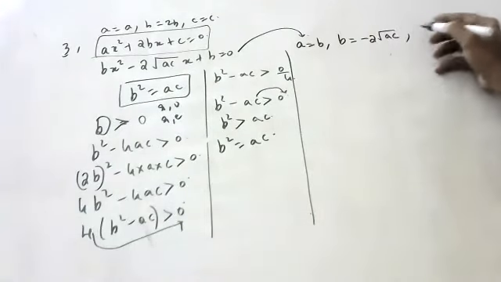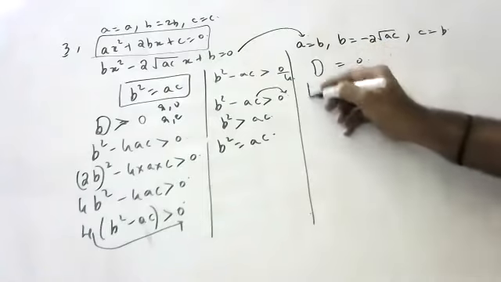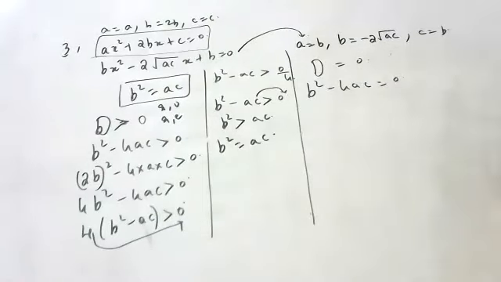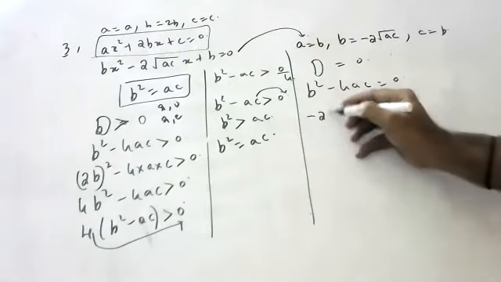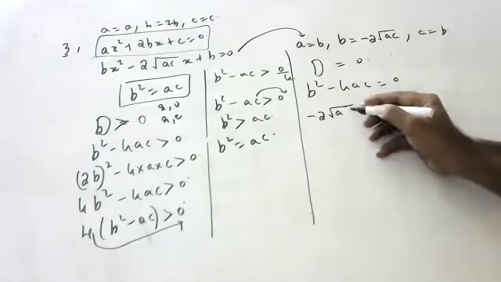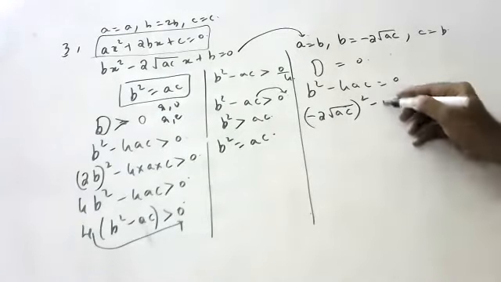Minus 2 root AC. What is C here, children? B. Okay, discriminant is equal to 0. Tell me, children, b square minus 4ac is equal to 0. What is B, children? Minus 2 root AC whole square minus 4 into B into B.